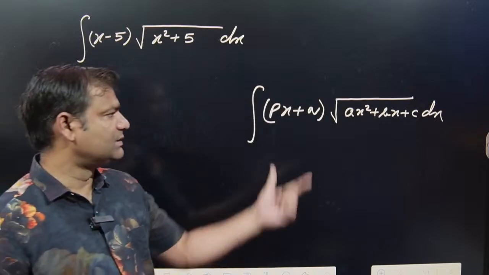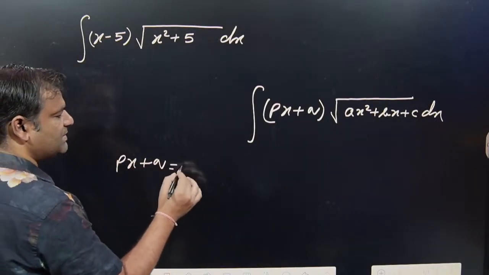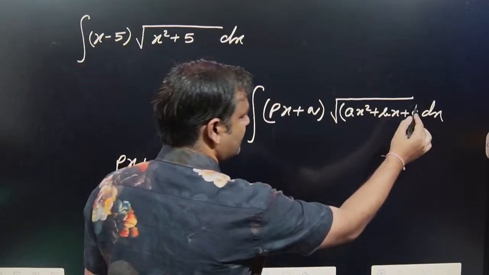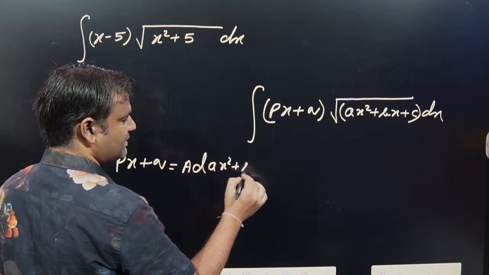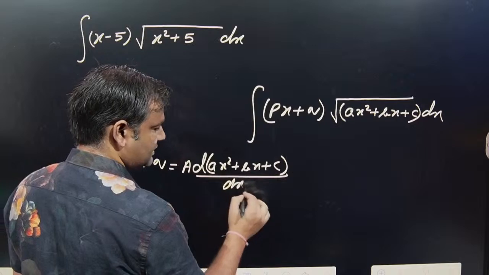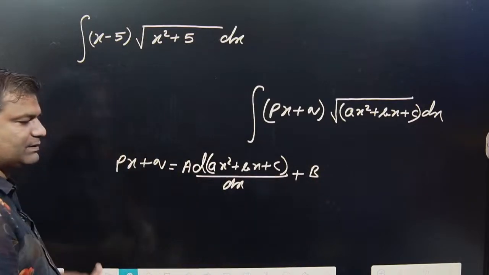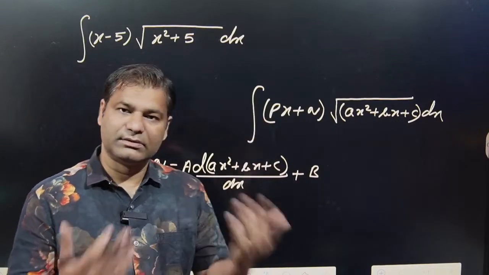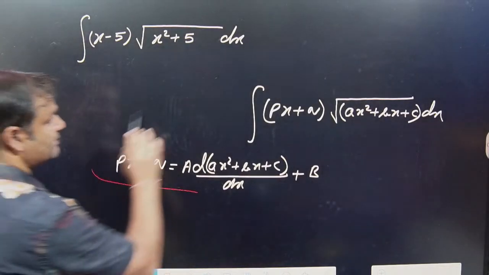Simply take px plus q equal to A into the differentiation of this quadratic expression, ax square plus bx plus c, with respect to x, plus a new constant B. After that, determine capital A and B, put them here, and then you can solve. So that concept applies here.